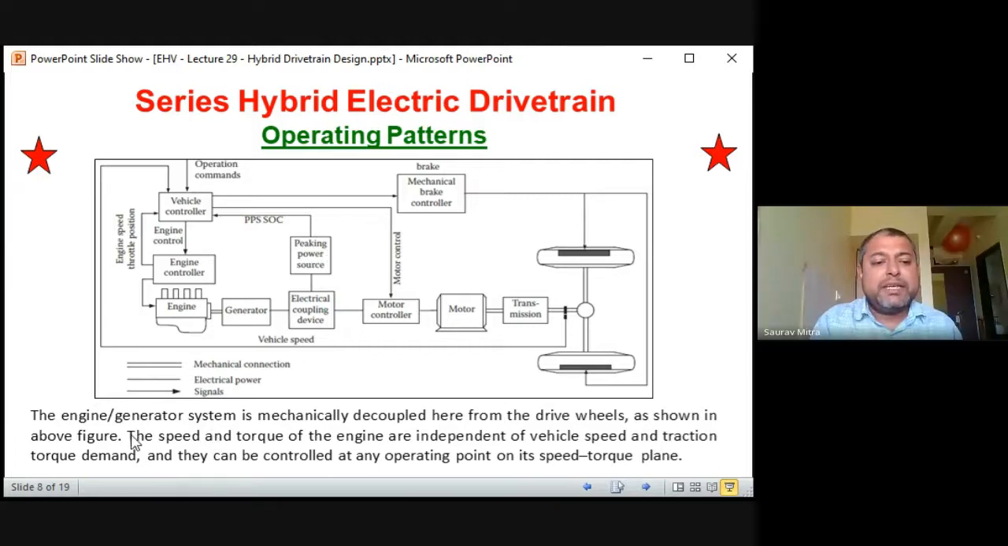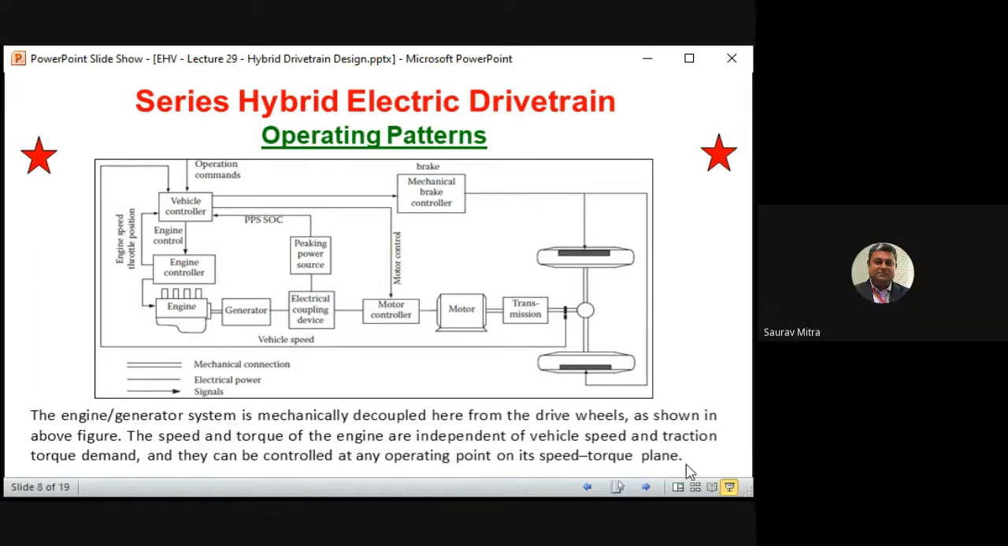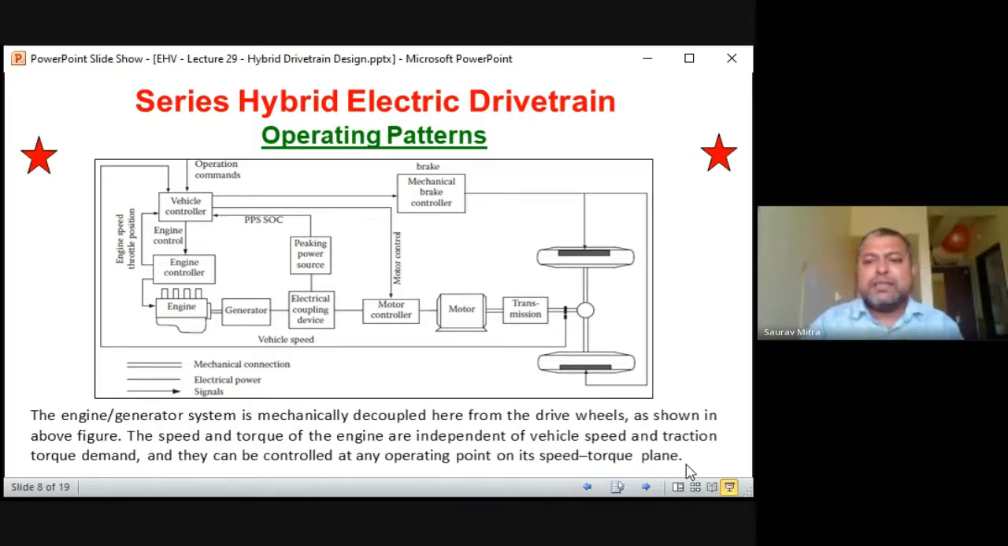So, a very important line: the engine generator system is mechanically decoupled. The speed and torque of the engine are independent of the vehicle speed and traction torque demand, because the extra power may be supplied by some auxiliary source. They can be controlled at any operating point on their speed torque plane. So there is a speed torque plane for the engine, and in addition there is a speed torque plane for the PPS, that is the external battery peaking power source. Together they are fulfilling the demand of the overall vehicle.